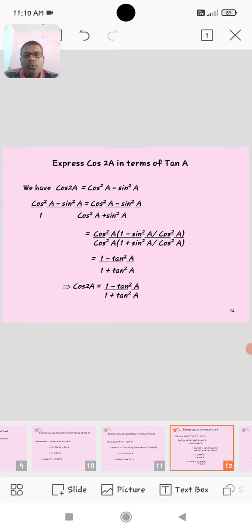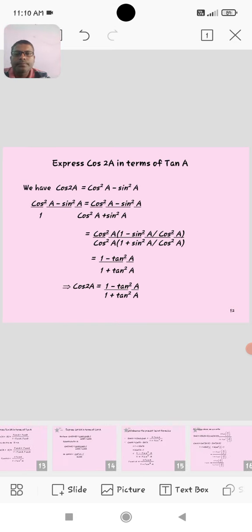So in total, how many formulas are there for cos 2a? 4 formulas are there. The first one is cos 2a is equal to cos square a minus sin square a, and cos 2a is equal to 1 minus 2 sin square a, and cos 2a is equal to 2 cos square a minus 1. And finally, in the tan function, cos 2a is equal to 1 minus tan square a by 1 plus tan square a.